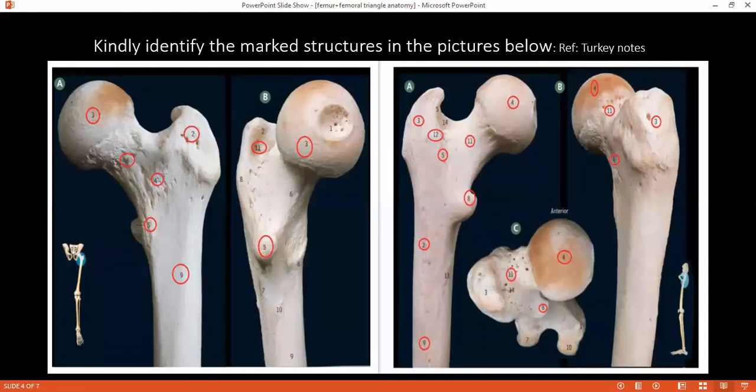And then 5, please. So, lesser trochanter. 6, please. It's neck of the femur. 9, please. So, shaft of the femur. Good. 11, please. It's trochanteric fossa. Okay, good. On the intertrochanteric crest. 4, please. It's the head of the femur.